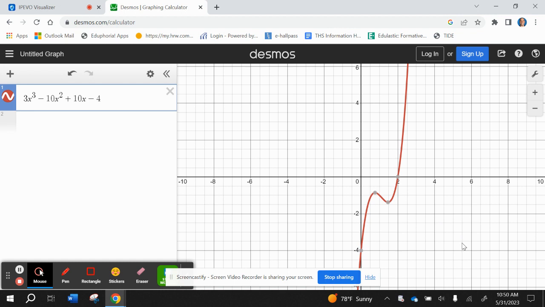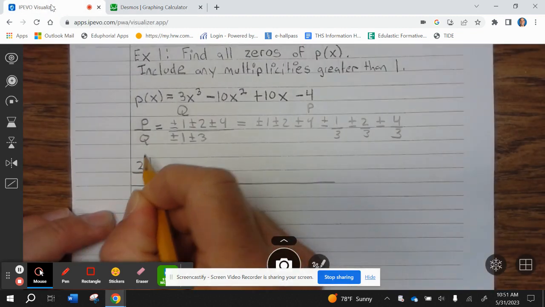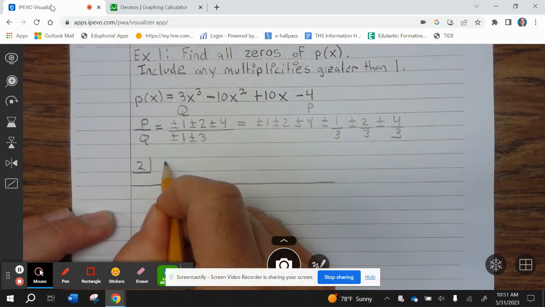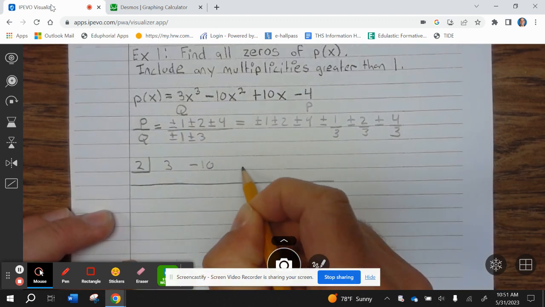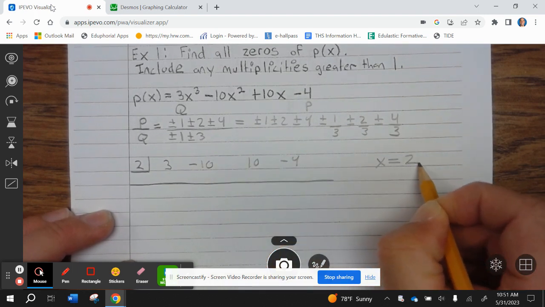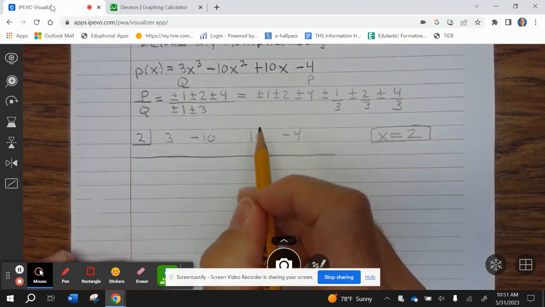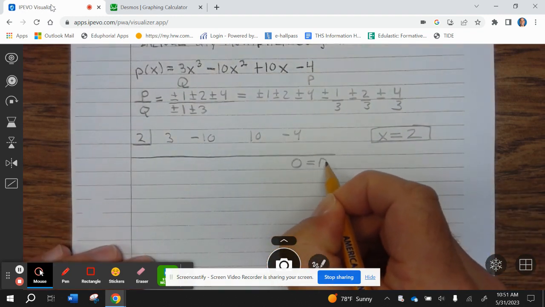All right. Now, we see 2 is a 0. We can also see that the other answers are going to be imaginary because they don't cross. But we're going to start with 2. And again, we have cubed, so we're good there. So we have 3, negative 10, 10, negative 4. So x equals 2. We know that that's one of them. And so we know the remainder is going to be 0, but let's go through.